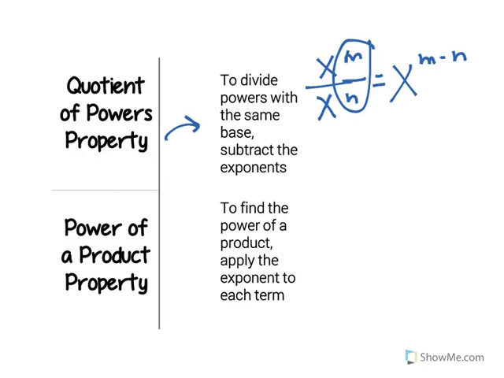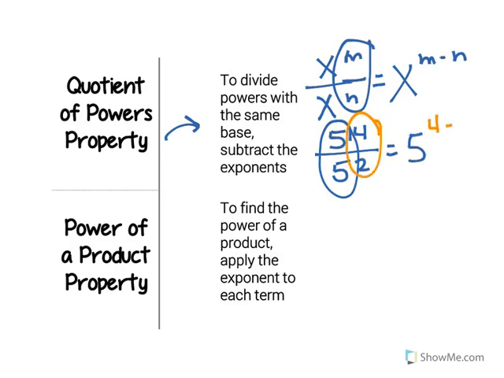If we actually use real numbers, like 5 to the 4th power over 5 to the 2nd power, we would do the same process. We would keep this base of 5, but then we would take the exponents and do 4 minus 2. So we're going to subtract. Anytime you see a division sign, you're going to subtract the exponents. So we're going to do 5 to the 2nd power, which we all know is 25.